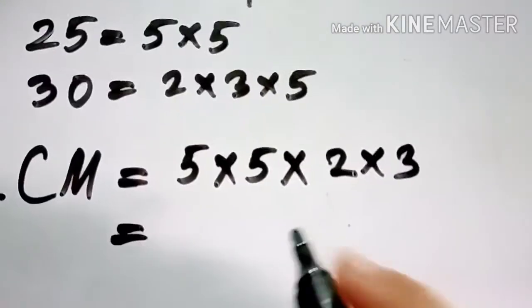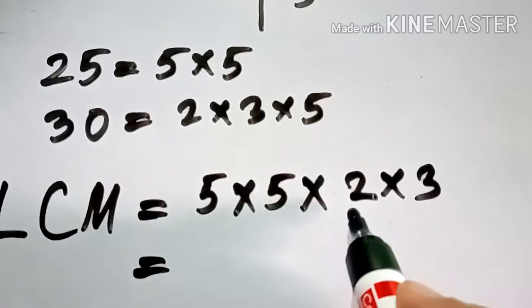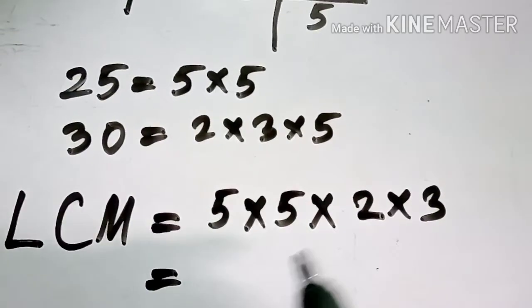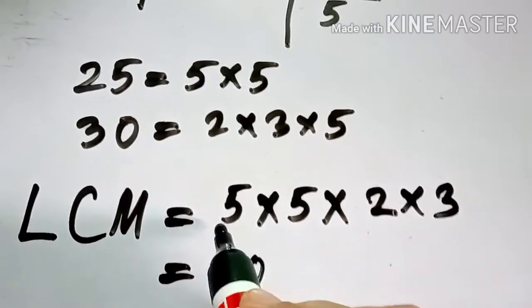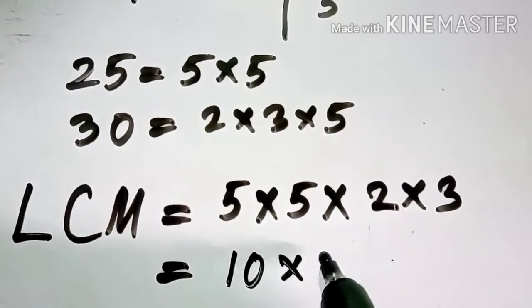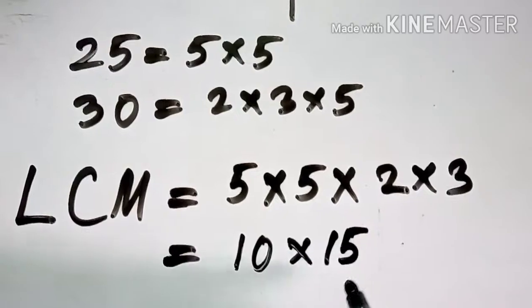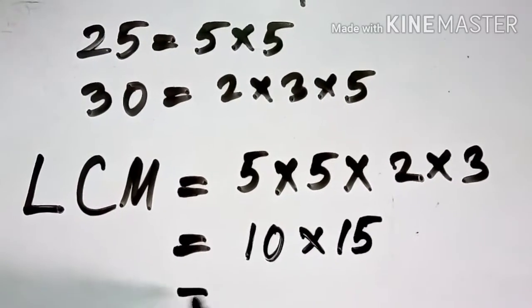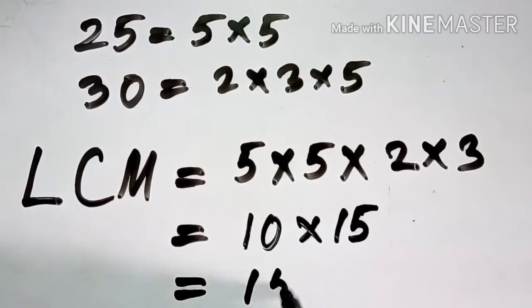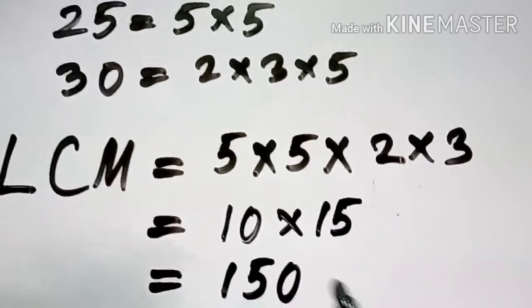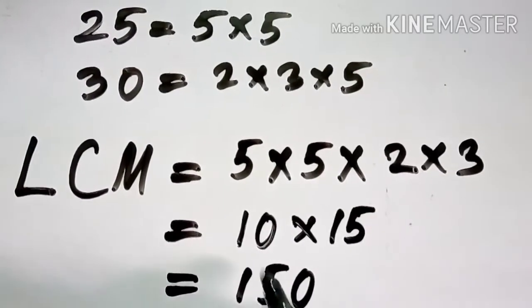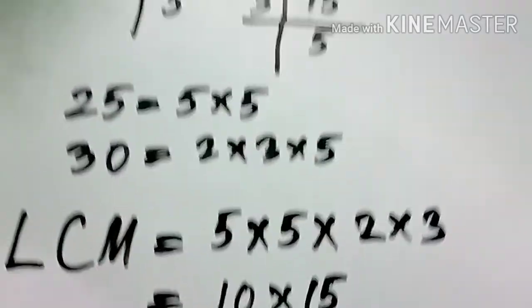Then to find the product we look for the multiples of 10 first. So 5 2s are 10, then next the remaining, 10 3s are 30, then 5 times 30. Why did I tell you this? Because it will be easy for you to do the multiplication. 15 1s are 15, so the answer is 150.